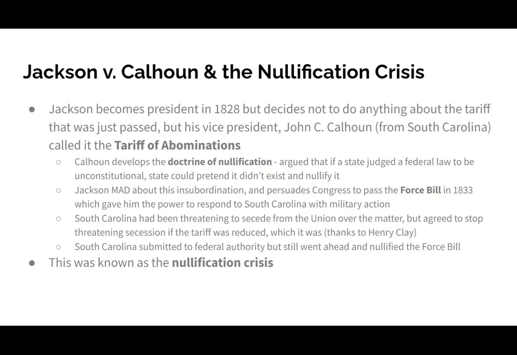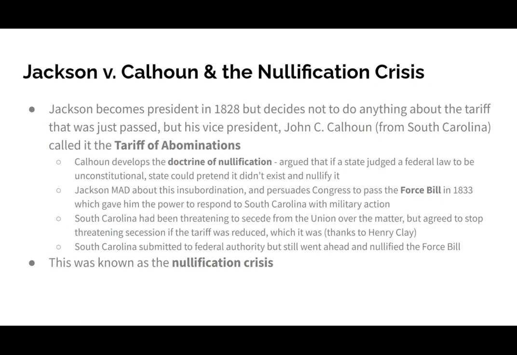Now, he actually penned this nullification document quietly. He did it anonymously, but he was the one who actually wrote it. He argued that if a state judged a federal law to be unconstitutional, that state could pretend it didn't exist and then nullify it. And you would think this is something Jackson would be all for because for states' rights. But don't forget, he's the king. He's not the king. He's the president now. And he believes in a really strong executive branch. He was mad. His own vice president is being so insubordinate.